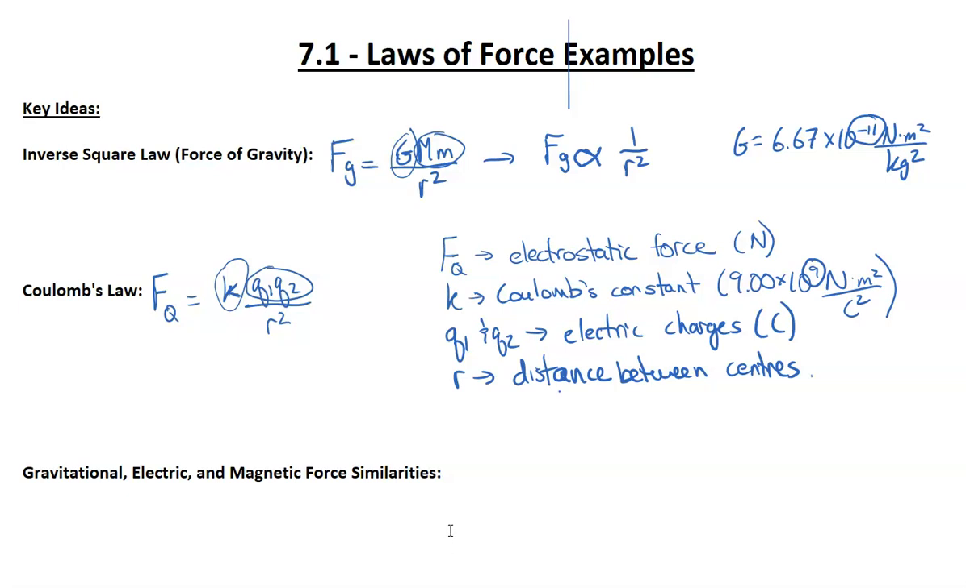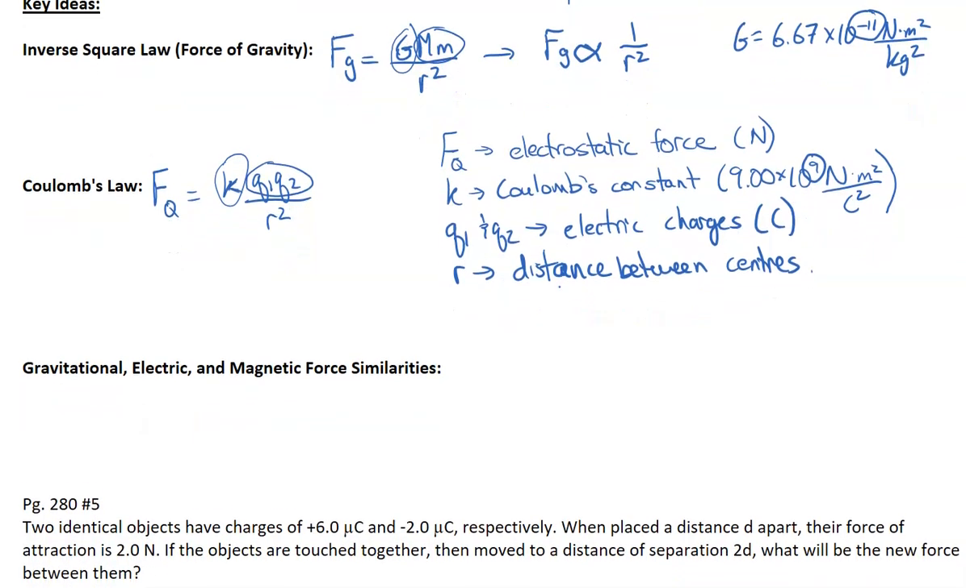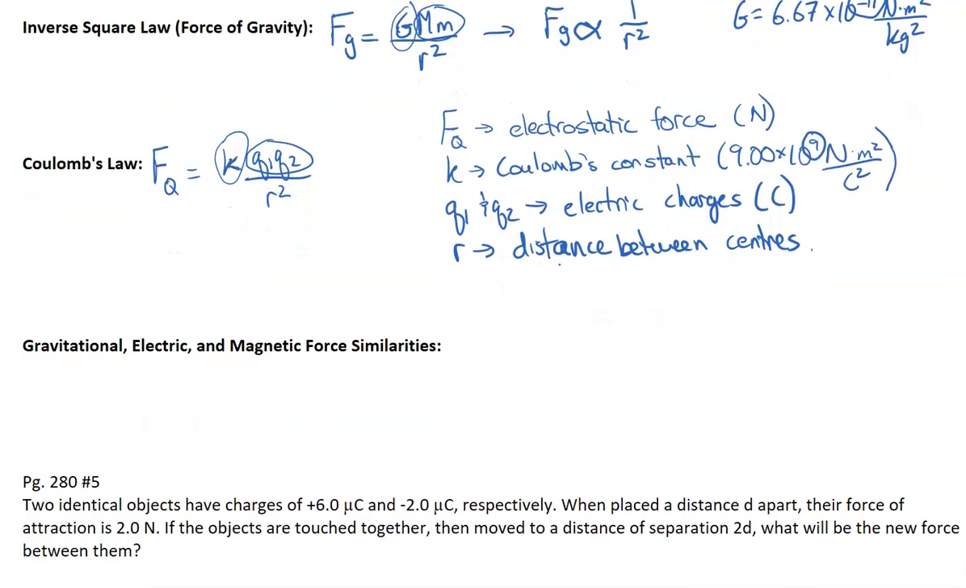And so when we actually start looking at the difference between gravitational, electric, and magnetic forces, we can see that there's a lot that's similar. In fact, the thing that's most similar about these is that the force is proportional to 1 over the separation distance squared. That's constant across any of these different forces. So that's the big similarity between them.